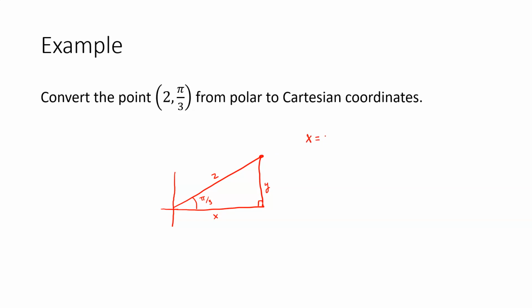X is going to be 2 times cosine of pi over 3. Cosine of pi over 3 is 1/2. So it's 1. And the y coordinate would be 2 times sine of pi over 3. Sine of pi over 3 is radical 3 over 2. So it's just radical 3. Okay, so in Cartesian coordinates, this point would be the point 1 comma radical 3.